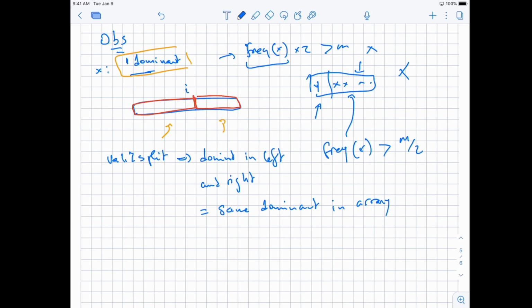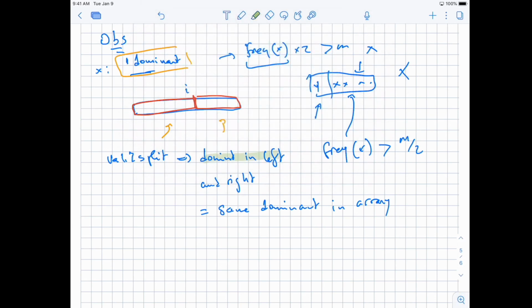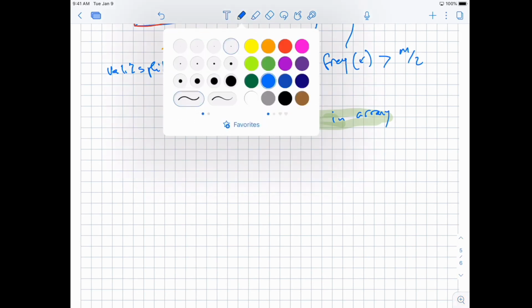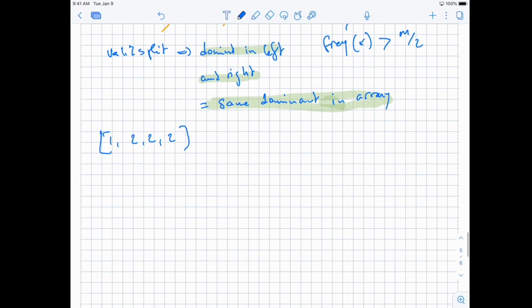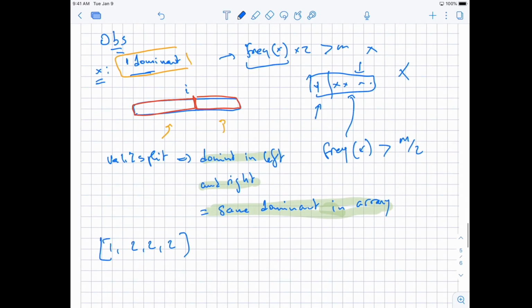Now with this observation, actually we can solve the problem. Let me take the simplest array first, which is 1, 2, 2. What we can do first is just know what this dominant element is, because once we know it, we can just search for a split where this condition is valid on both sides. And that's pretty much it.